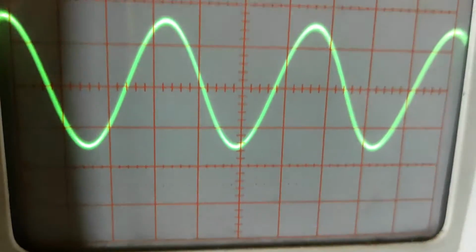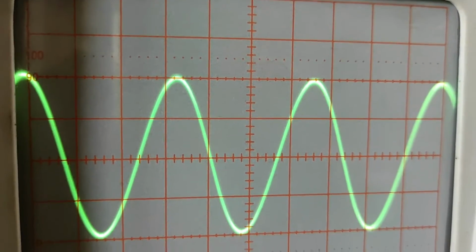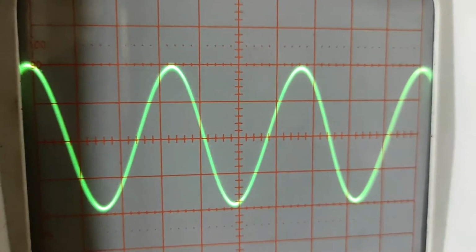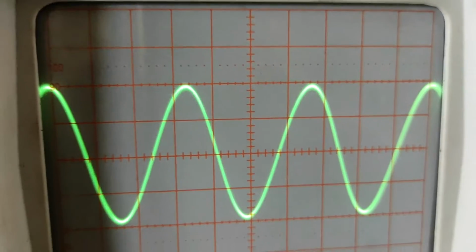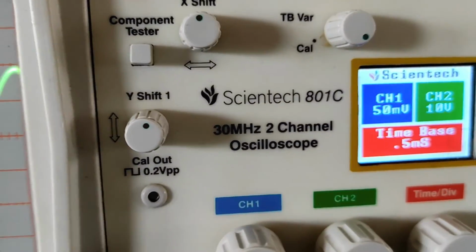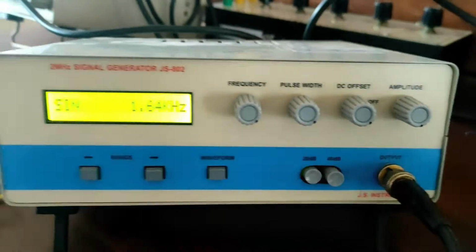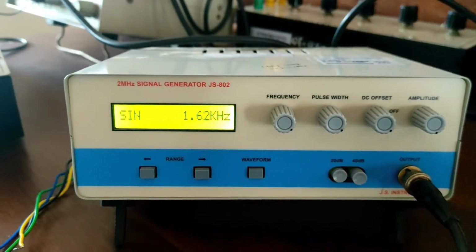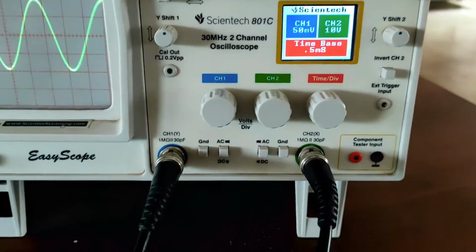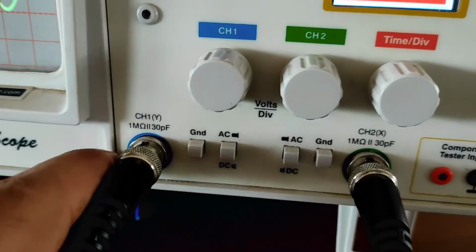In the CRO, one box represents 1 volt. So by varying the amplitude in the signal generator, if we set it to 4 boxes, 4 boxes means 4 volt. 4 volt into 50 millivolt, it will be 200 millivolts. So with the help of the amplitude knob in the signal generator, we have selected the input voltage to 200 millivolt.